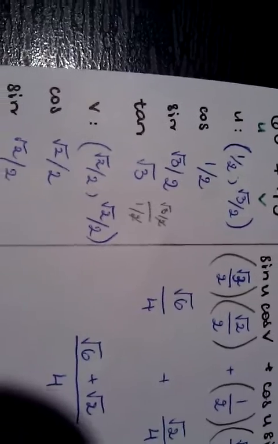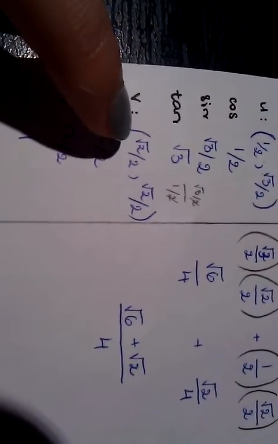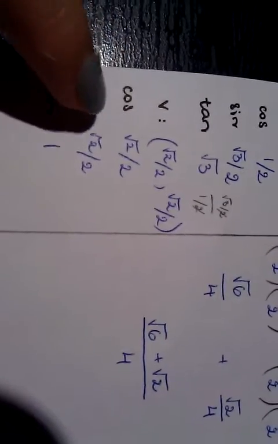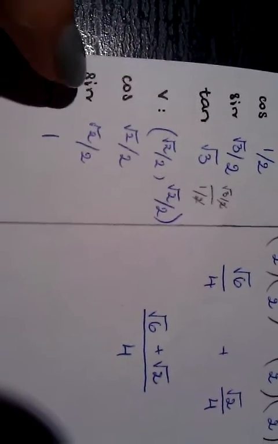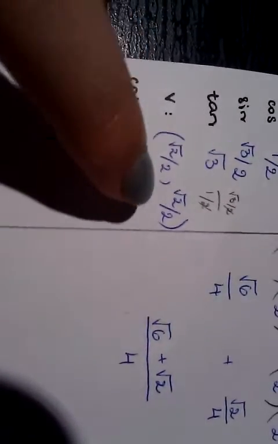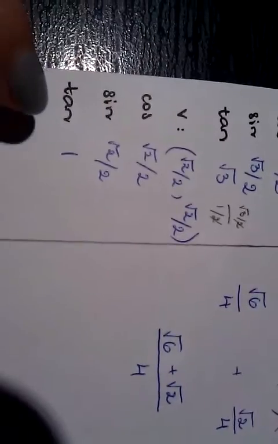V is 45, which gives us the point radical 2 over 2, radical 2 over 2. Cosine is X, sine is Y, and they are the same number, so when we divide them, we get 1.